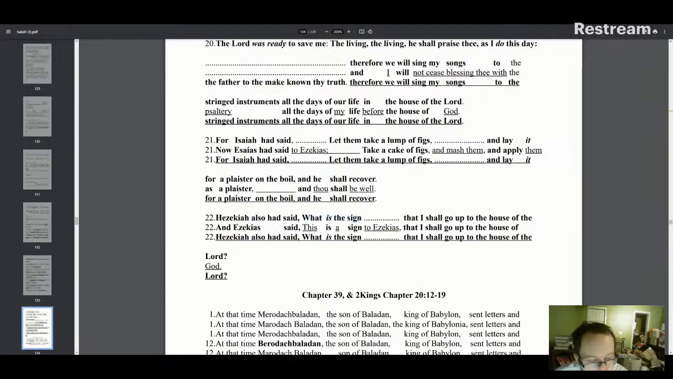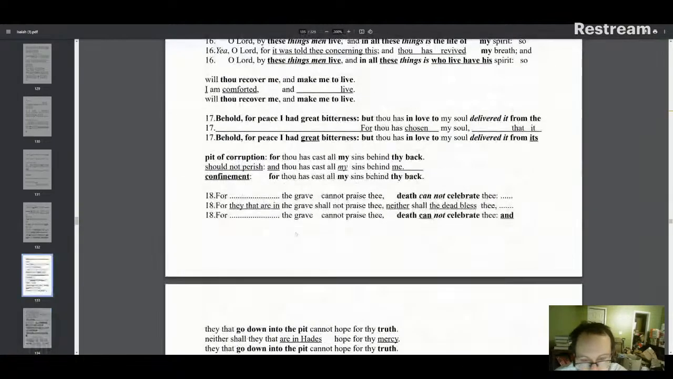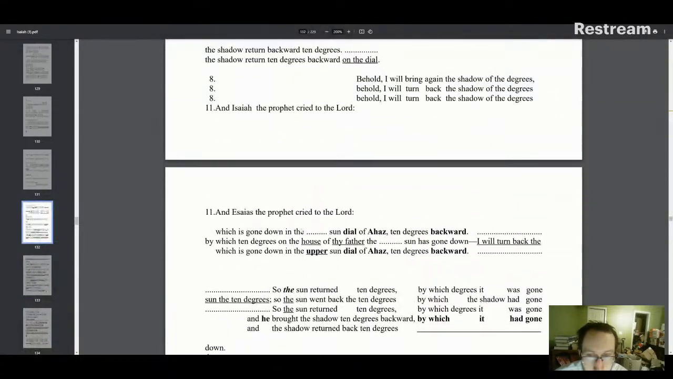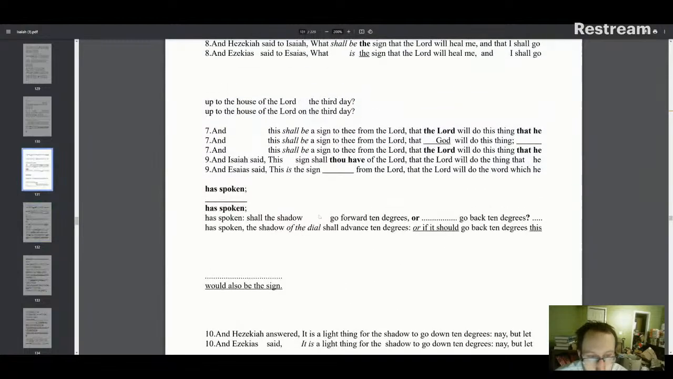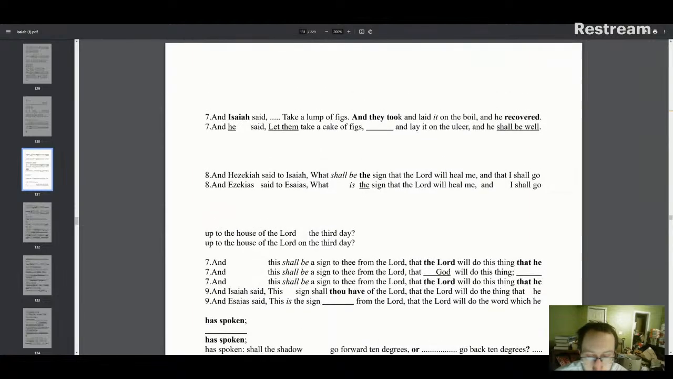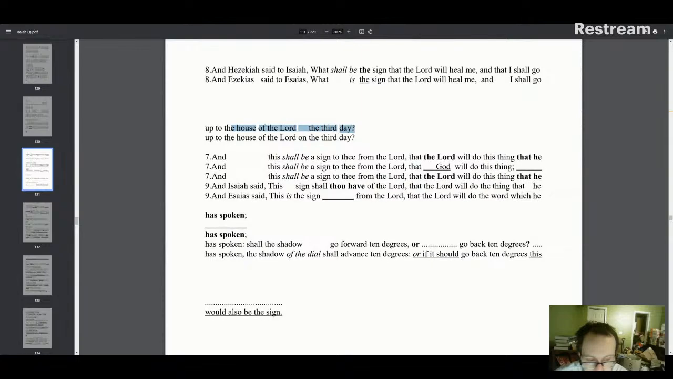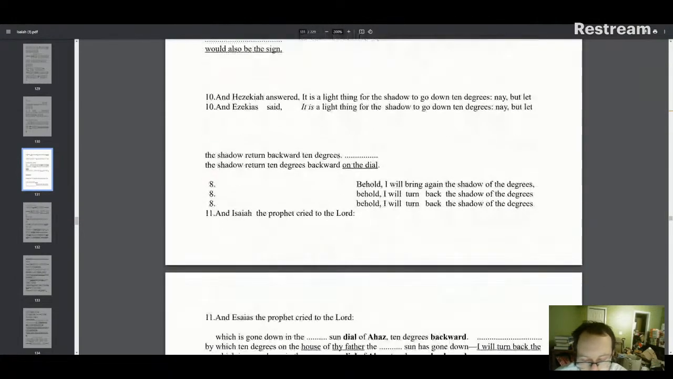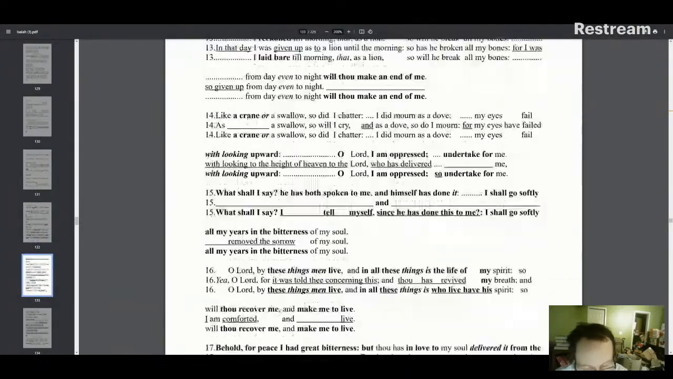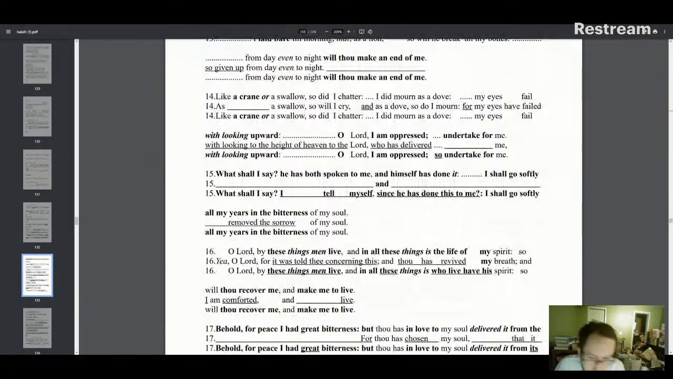What is the sign that I shall go up to the house of the Lord? Let's go back for a second. What is the sign? Let's see what was said here. That I shall go up to the house of the Lord the third day. So, very interesting what's going on here. When I reconstruct this, I'll have to take into account the two different versions from 2 Kings and Isaiah and reconstruct what the original text was.